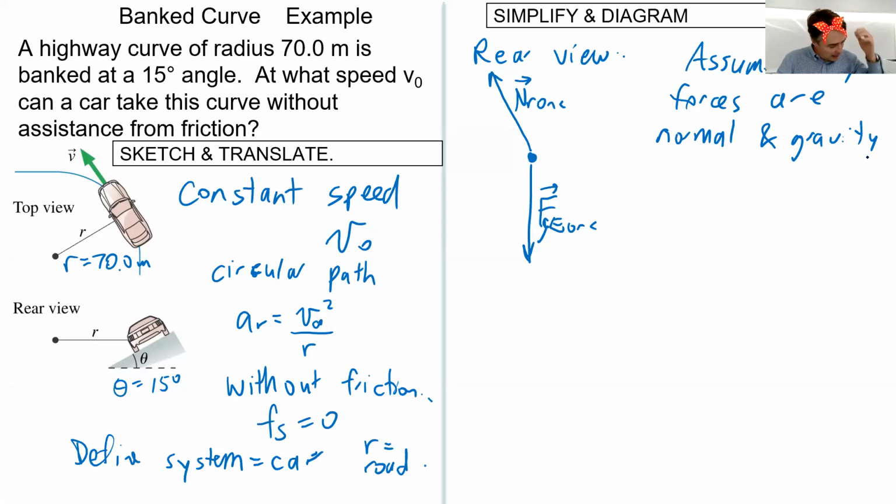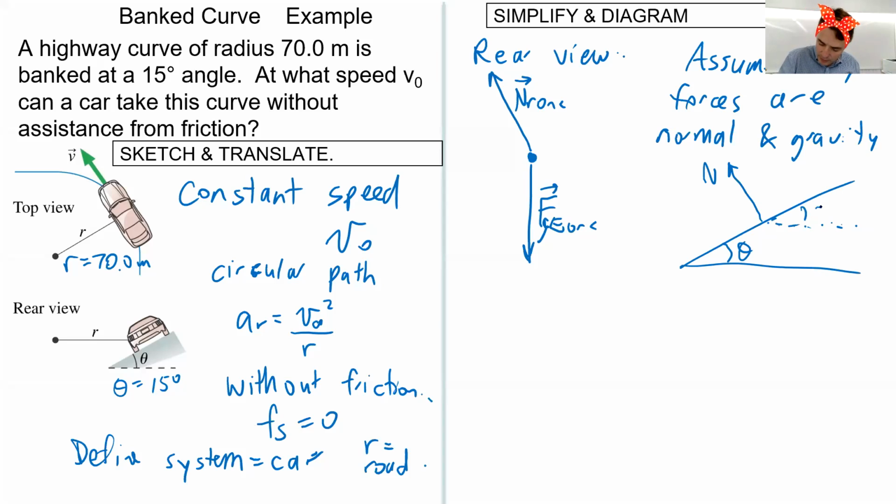So I have to find the angles here. If this is the rear view, and here's your theta, and here's your normal force, then if you were to draw a dashed horizontal line there, that would be your theta. And if you were to draw a dashed vertical line there, this would be 90 degrees between those two dashed lines. So this angle right here is theta.